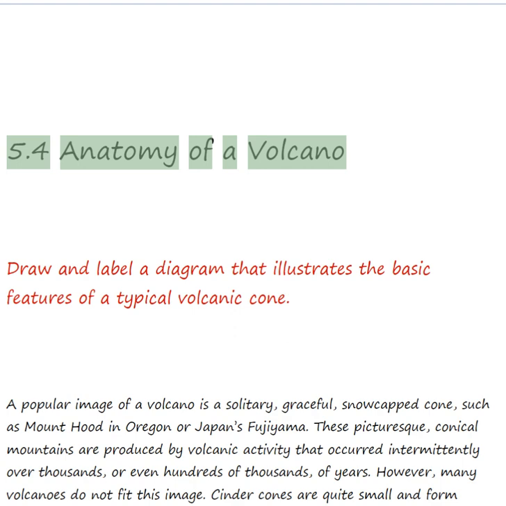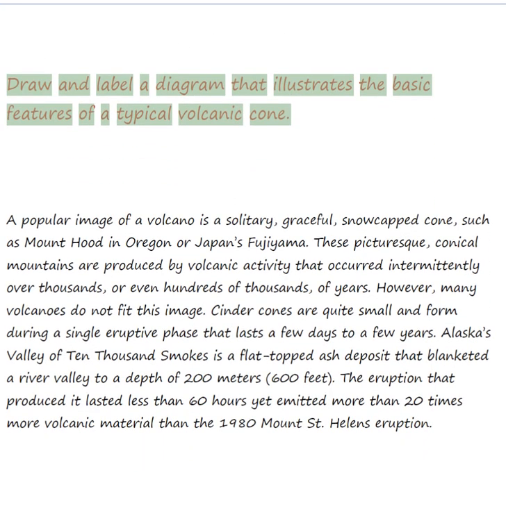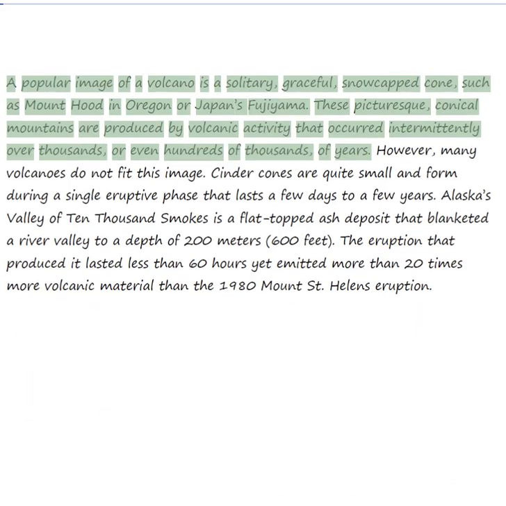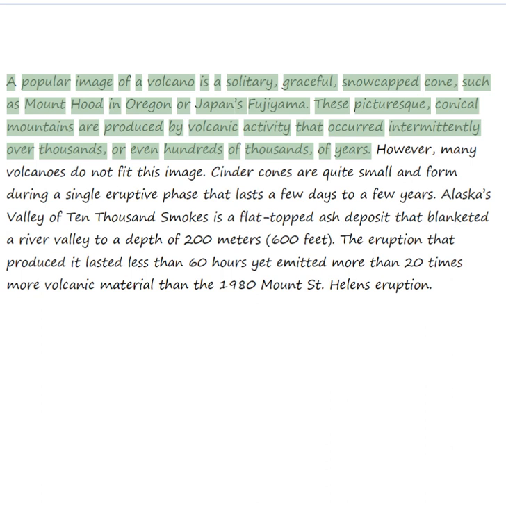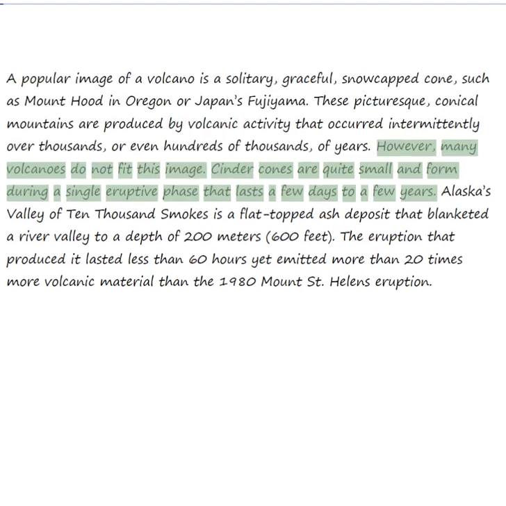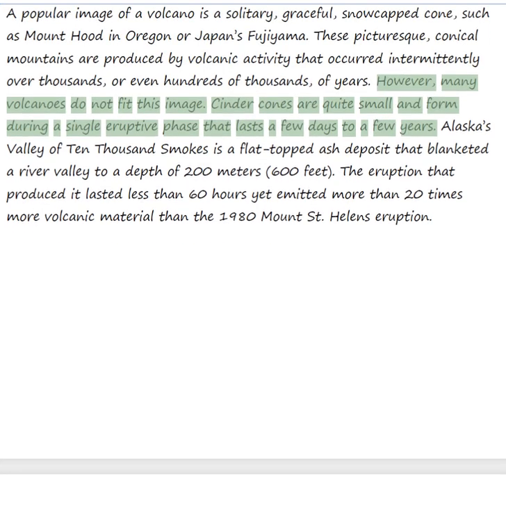5.4 Anatomy of a volcano. Draw and label a diagram that illustrates the basic features of a typical volcanic cone. A popular image of a volcano is a solitary, graceful, snow-capped cone, such as Mount Hood in Oregon or Japan's Fujiyama. These picturesque, conical mountains are produced by volcanic activity that occurred intermittently over thousands, or even hundreds of thousands, of years. However, many volcanoes do not fit this image. Cinder cones are quite small and form during a single eruptive phase that lasts a few days to a few years.